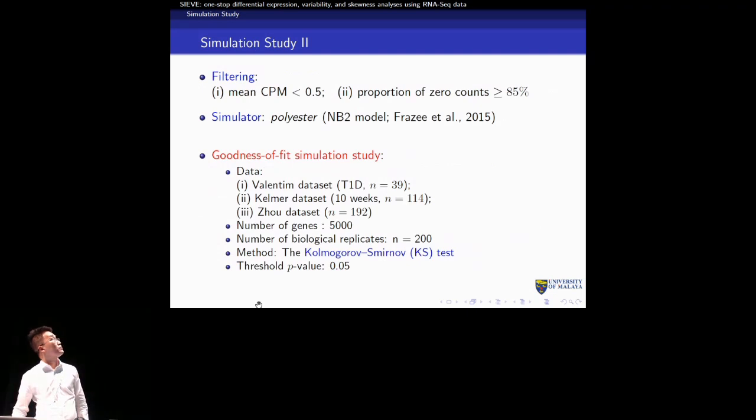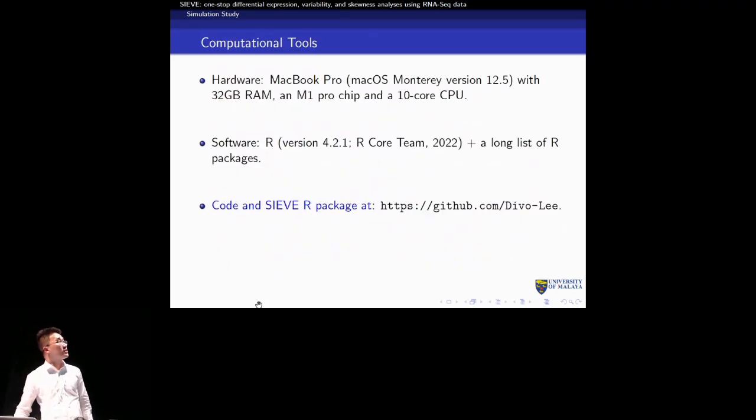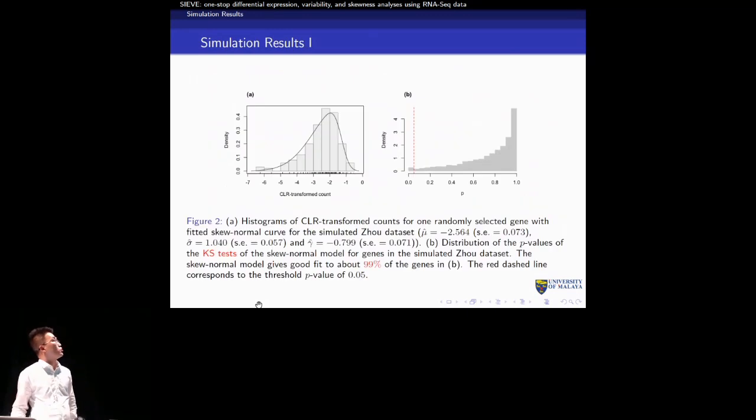Here is the simulation design. The source code and the SIEVE R package are available on GitHub. Let's look at figure 2. This simulation result is based on the simulated Zhou dataset. Figure A shows that the skew normal distribution fits the CLR transformed counts well. And figure B shows that for the majority of genes, the fit is good.